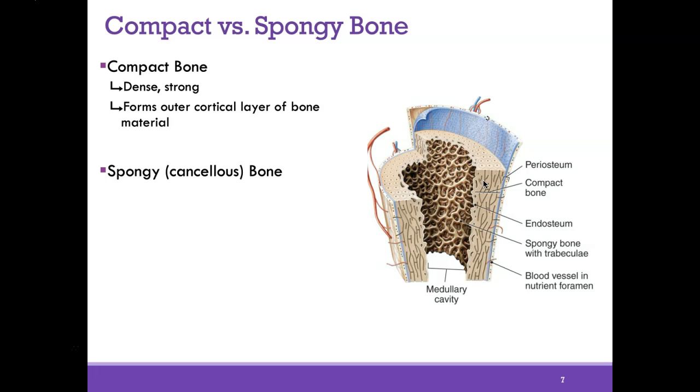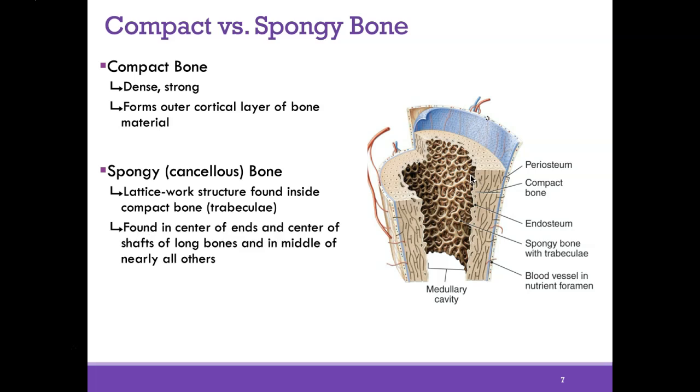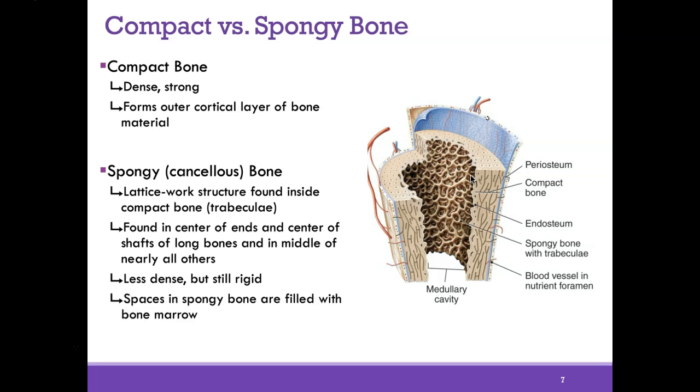Spongy bone, also called cancellous bone, is a lot different. This is more of a lattice work, and these have what's called trabeculae. These are the little spaces in between. So this gives more of a spongy appearance. It is less dense than compact bone, but it's still very rigid. So it still allows us to have the strength, but it's less dense, so it doesn't weigh as much. It's not as heavy to carry around.